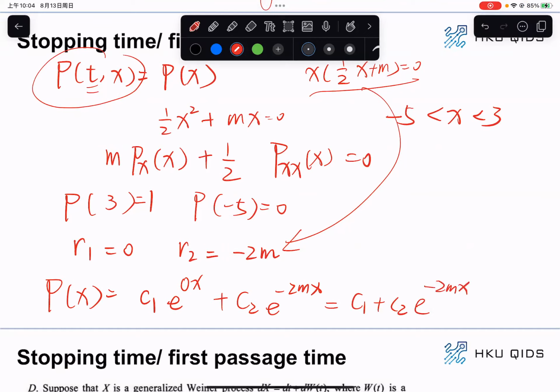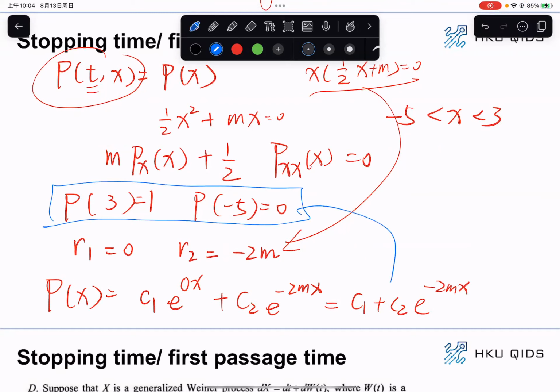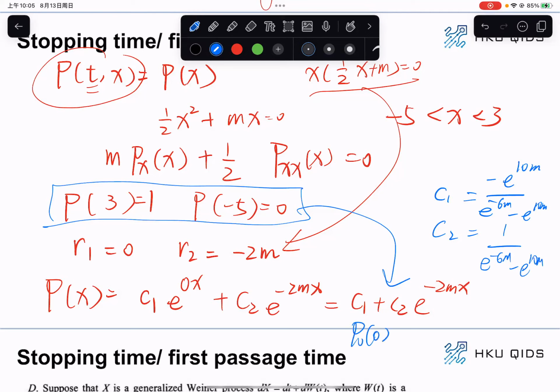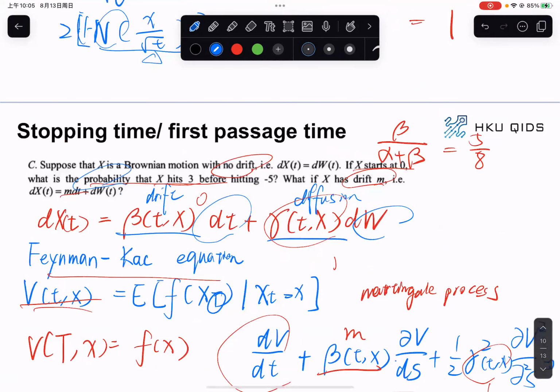And now we apply the boundary conditions to solve for c1 and c2, which gives us c1 equal to e^(-6m) over e^(-6m) minus e^(10m), it looks quite complex, and c2 is just what? 1 over e^(-6m) minus e^(10m). And by solving that, we can actually have p(0) at the initial point, right? What's the probability at the initial point?